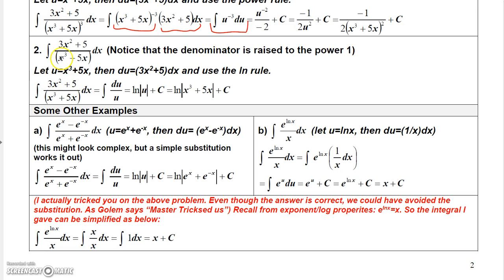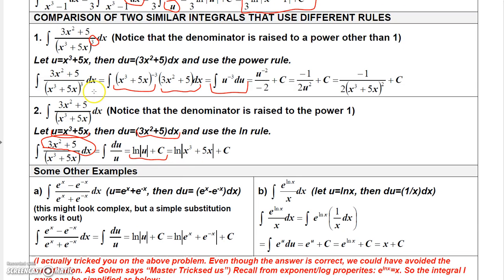But the next one, since it's not raised to a power, if I let u equal the denominator, then du is 3x squared plus 5 dx. Then this is simply going to be du over u, which is the natural log of the absolute value of u plus a constant, and then you can finish the rest of it.